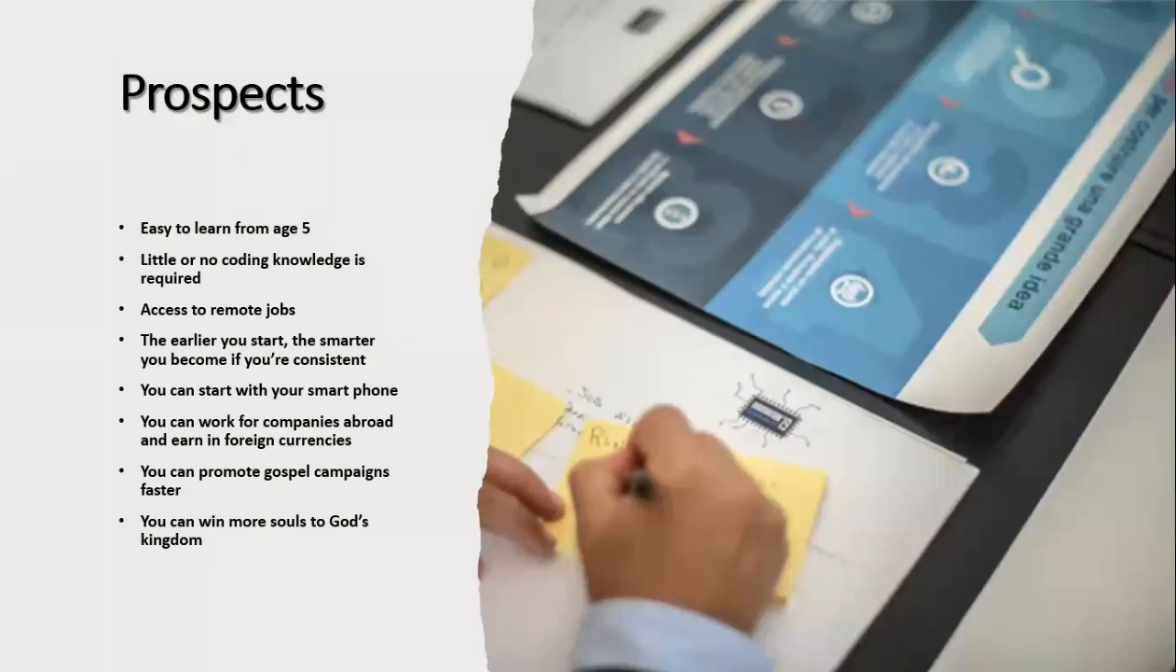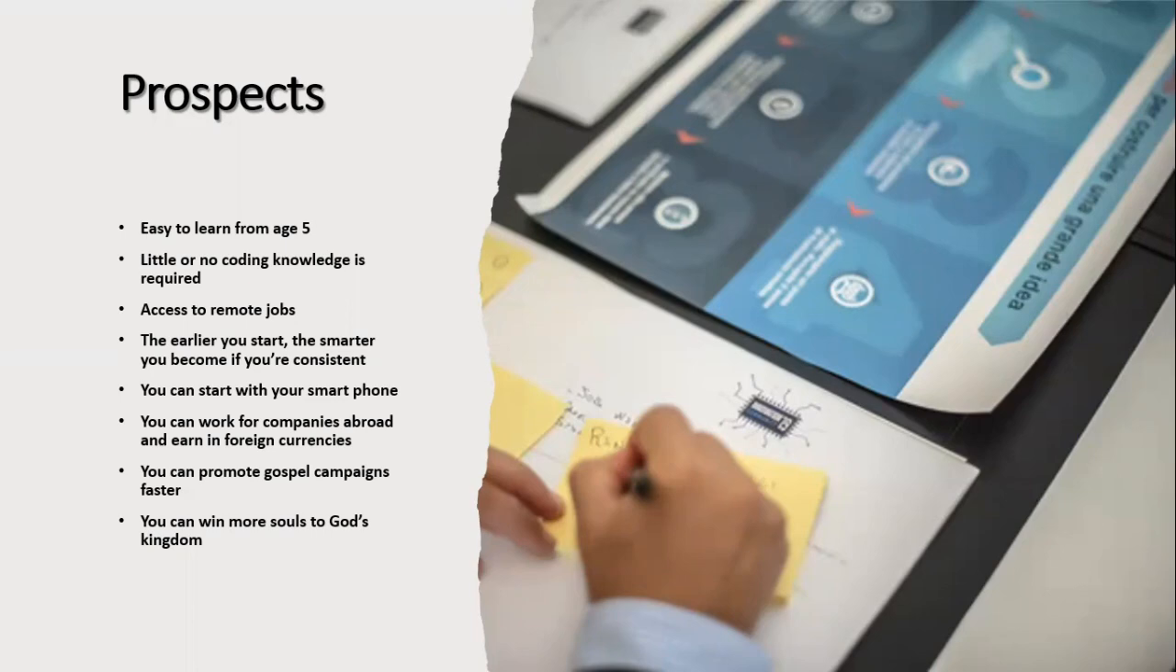What are the prospects of digital marketing? Digital marketing is easy to learn. You can even learn from the age of 5. It requires no knowledge of coding. You have access to a lot of remote jobs. I have a video on remote jobs that you can do online with digital marketing skills. You can find them right on this YouTube channel. The earlier you start digital marketing, the better for you. And I want to let you know that you must also be consistent with it.